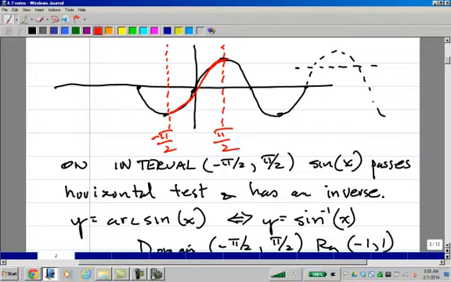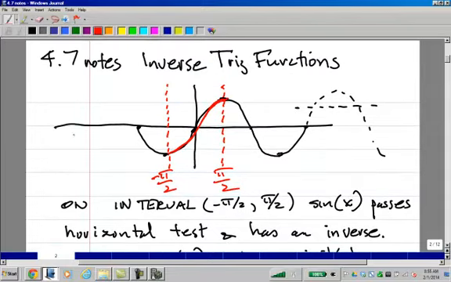Now, let's just draw a quick picture here. Let me just throw in a unit circle here real quick, on top of my notes. Here's negative pi over 2, and here's pi over 2. So when we're talking about an inverse trig function, what are we talking about? Well, what we're saying is you're going to put in a sine, and you're going to get out an angle.